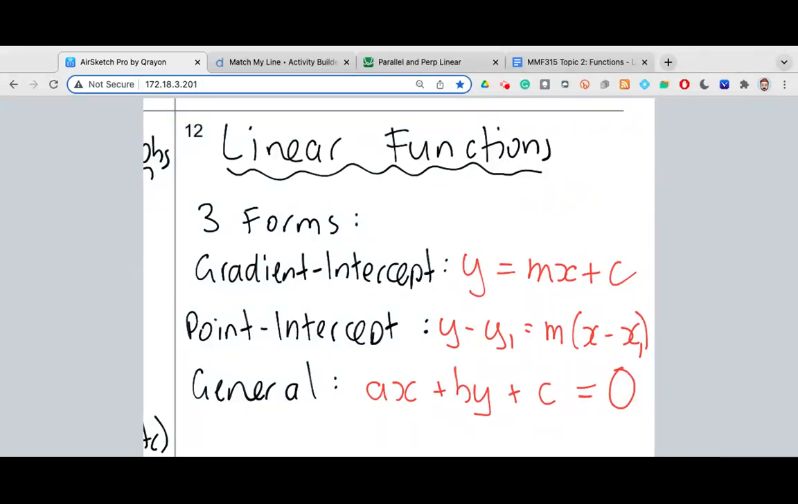And there's also a fourth form. There's probably more than that, but there's a fourth form which I've got on the whiteboard here. Sorry for video watchers. And it's called intercept form. It's kind of neat. It's x over a plus y over b equals 1.